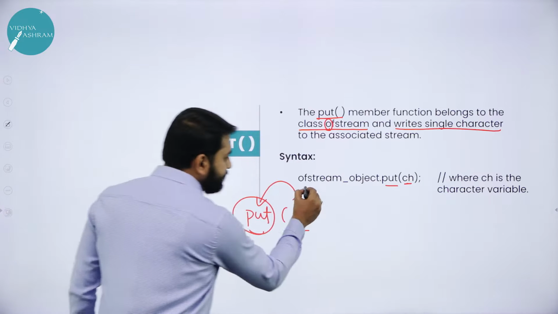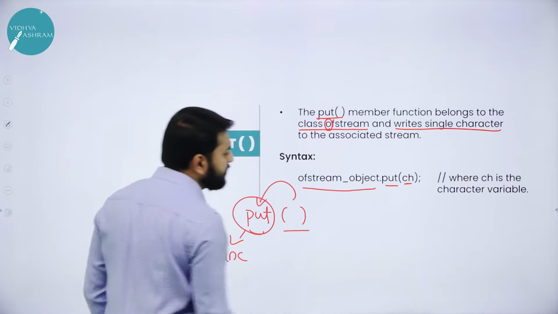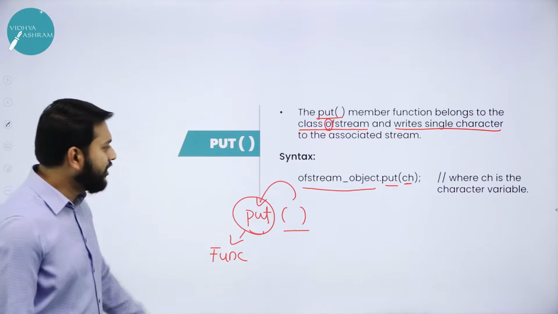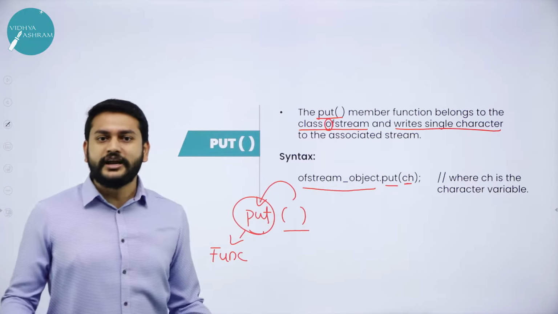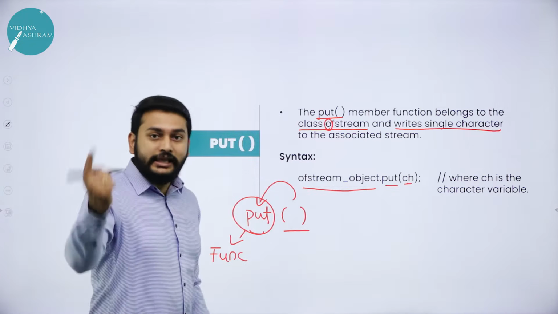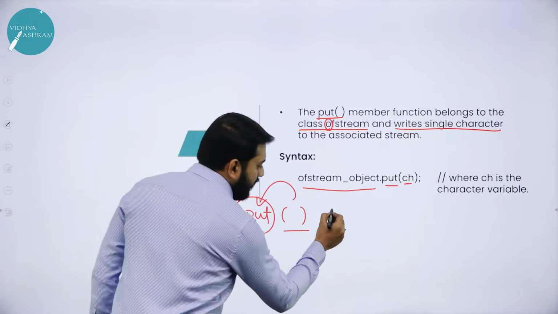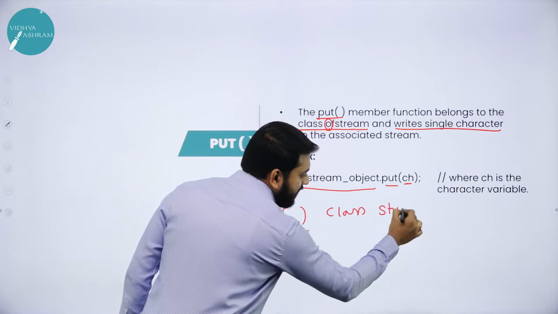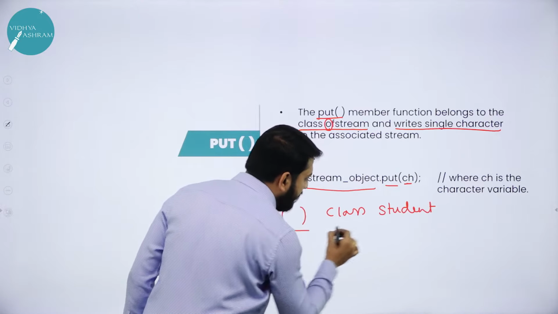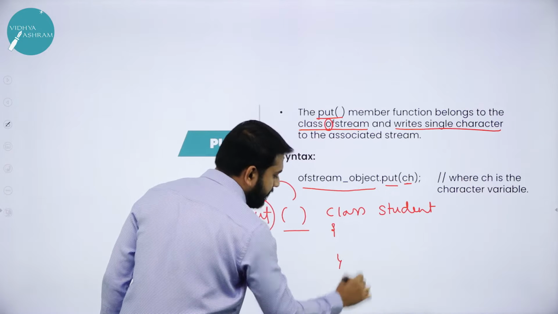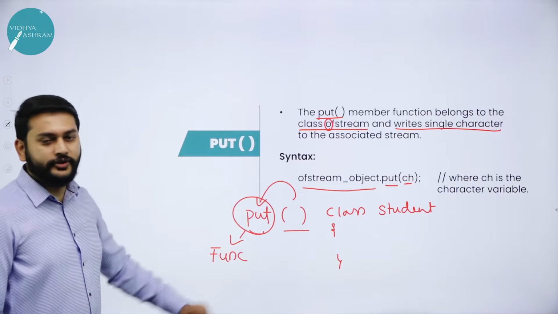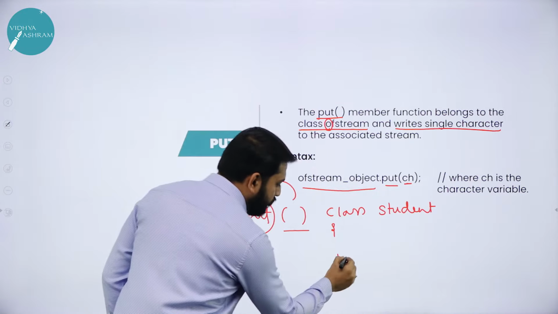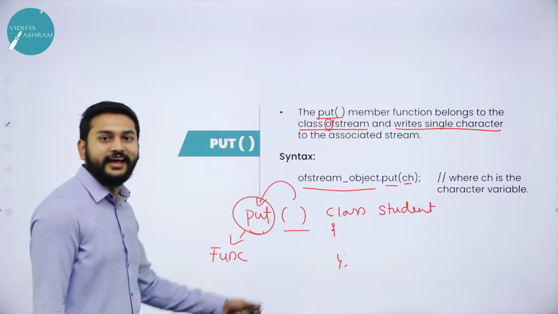So guys, you did not understand this: ofstream underscore object. What is that you have written, sir? Please recollect. Imagine I have a class. The name of the class is student. Okay? Open flower bracket, close flower bracket. Always 100 times you have told this, sir. Yes. What to do, sir? My job is to repeat that.